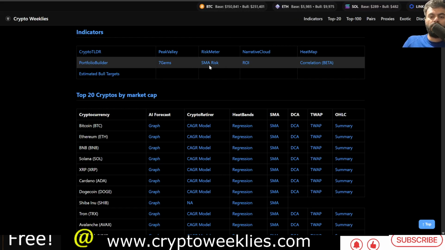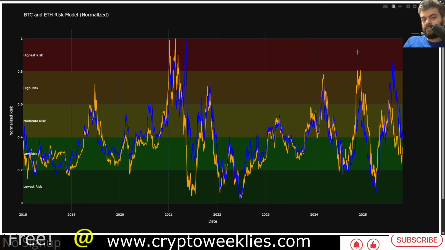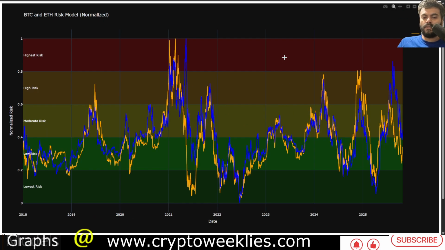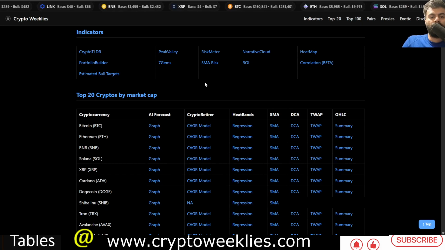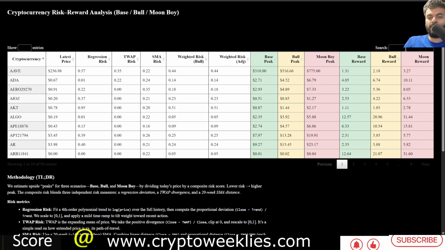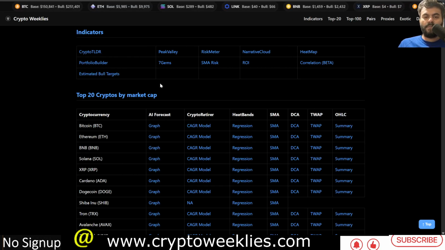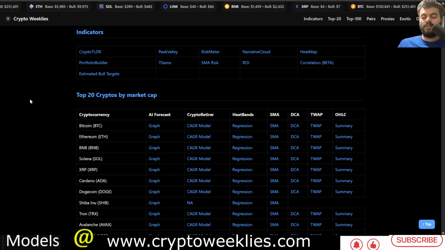not that great. The 20-week simple moving average price risk for both Bitcoin and ETH has cooled off. Bitcoin is between 0.3 and 0.4 risk, which is historically one of the low risk environments for BTC. And the estimated bull run target for Bitcoin, from the current price of about 111k, the base case scenario for BTC per the risk based model is around 150k, which is around 20% higher than the current price.